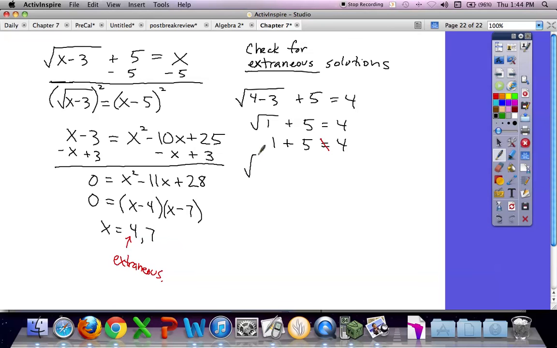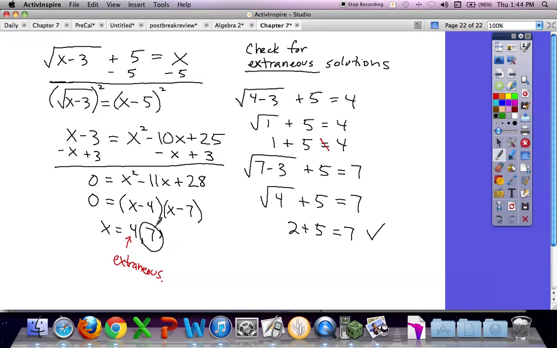Okay, let's check the 7. The square root of 7 minus 3 plus 5 equals 7. The square root of 4 plus 5 equals 7. 2 plus 5 equals 7. And that is correct. So our only answer here, x equals 7.